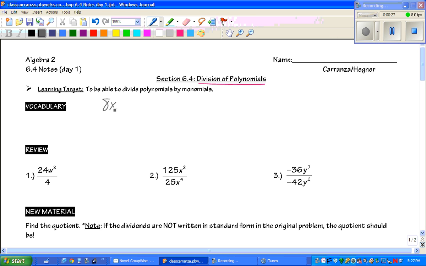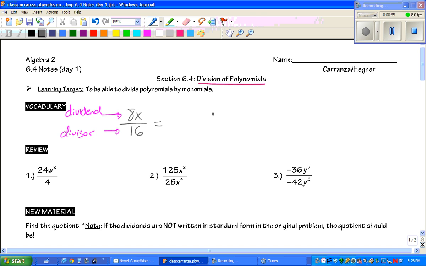We've got 8x over 16. The 8x on top is called the dividend, and the 16 on the bottom is called the divisor.